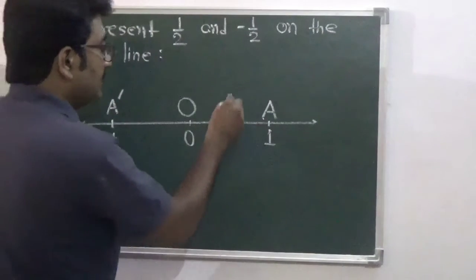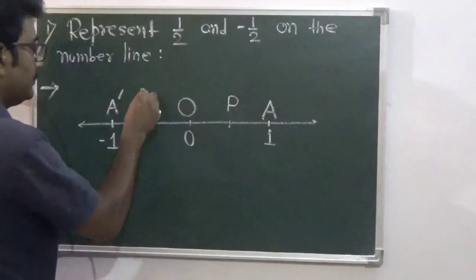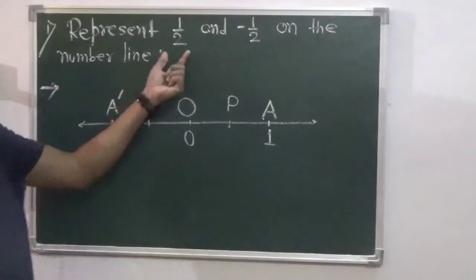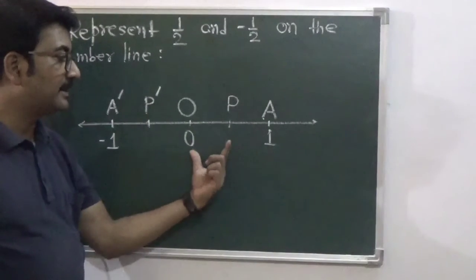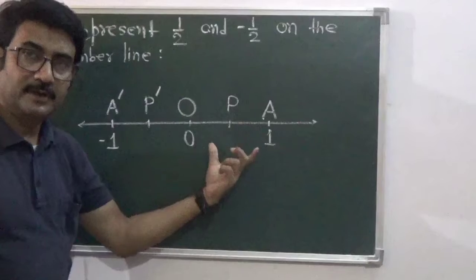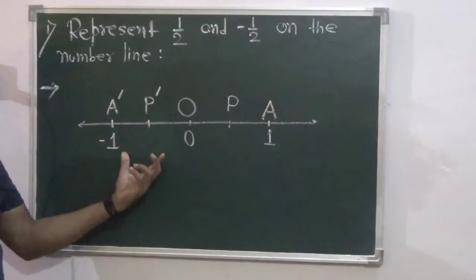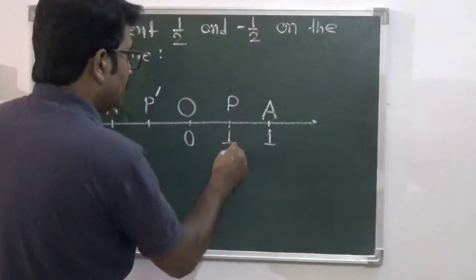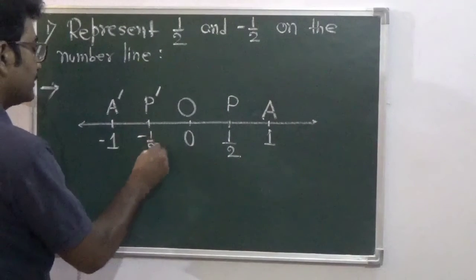So let us mark this as P, and on this side also mark it as P dash. We have to divide it into 2 parts. It is 1 by 2, so on the right hand side, the positive side, between 0 and 1 we divide it into 2 equal parts, and towards the left, OA dash, we divide it into 2 equal parts. So the first part, if you move from this, will be 1 by 2, and to the left of it this is minus 1 by 2.